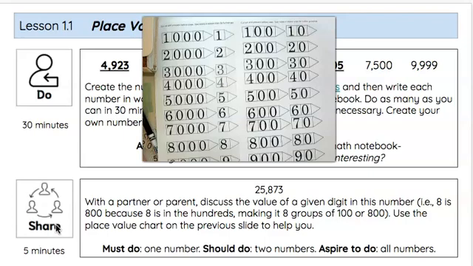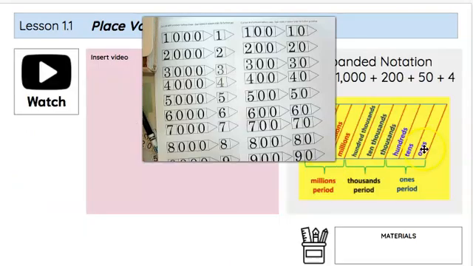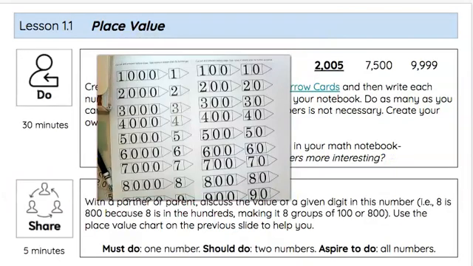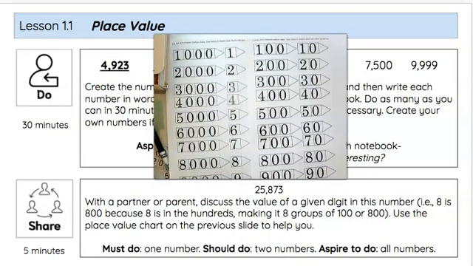After you finish the do section, move on to the share section in your learning plan. With a partner or parent, discuss the value of a given number or of a given digit in this number. For example, you can choose 8. What does this number represent? Use your place value chart on the previous slide, right here, to help you when you're discussing what each number represents.